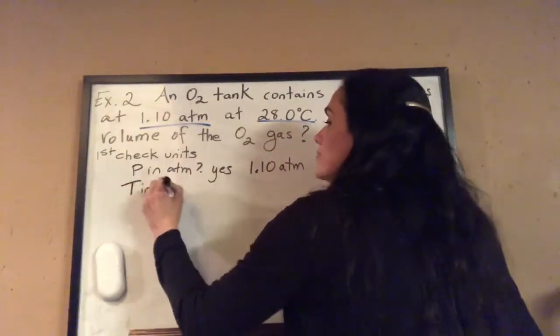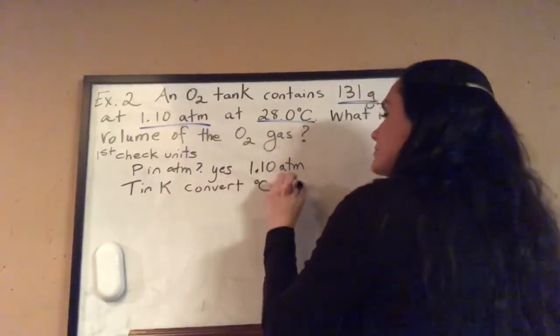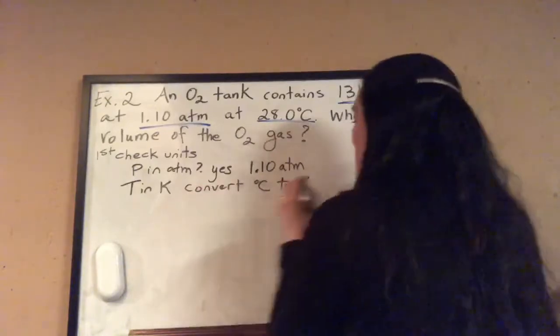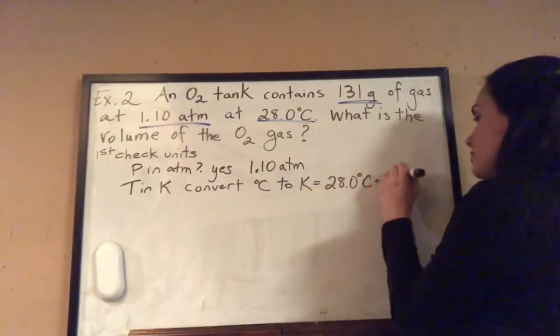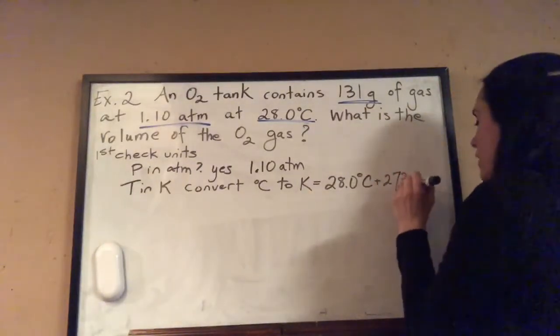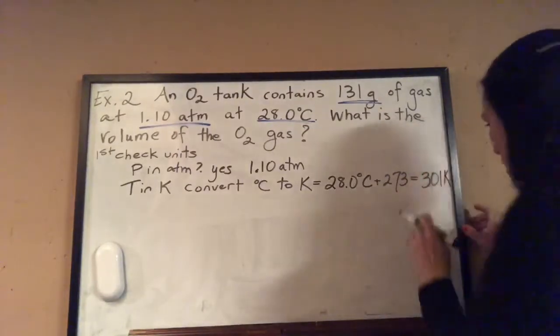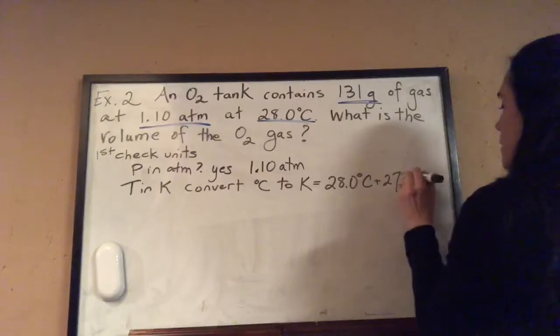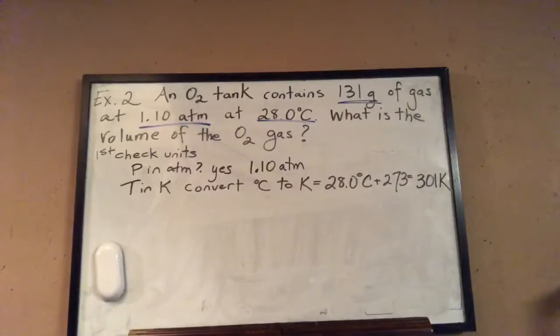Temperature in Kelvin. We need to convert Celsius to Kelvin. So 28 degrees Celsius plus 273 gives us 301 Kelvin. Now we have our pressure in the units that we need it in, and we have our temperature in the units that we need it in.